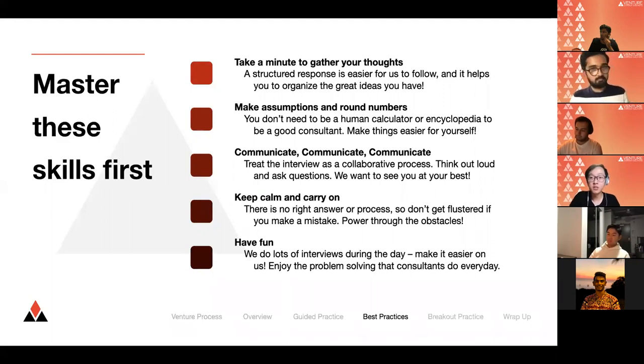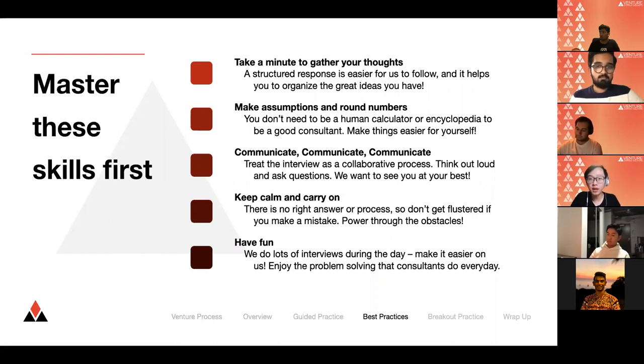Second is to make assumptions and round numbers. You don't need to be a human calculator or encyclopedia to be a good consultant. So make things easy for yourself. And again, we don't have much time during the case, so we don't want to get bogged down with 32 times 45. We'll probably ask you to round that, or you can ask to round that.